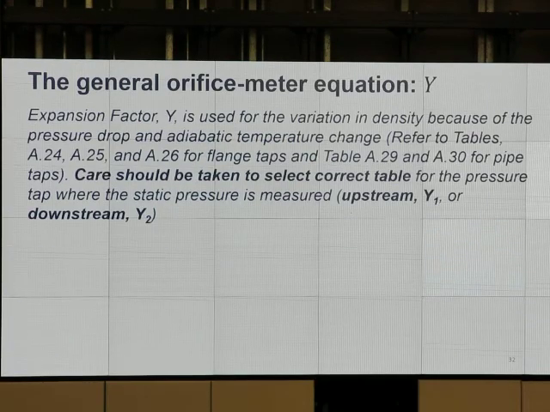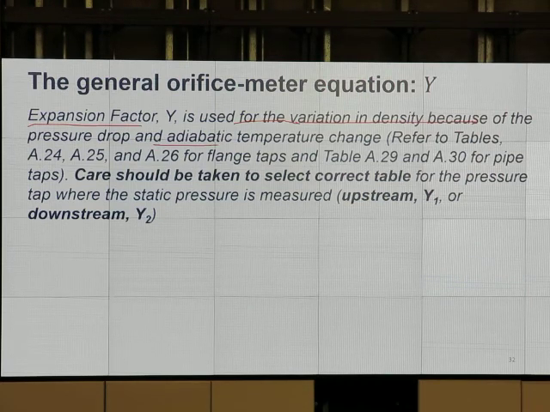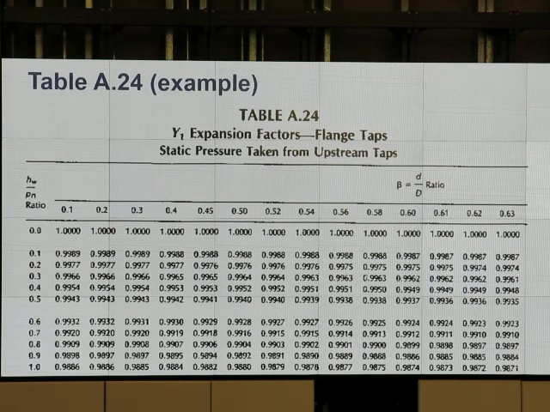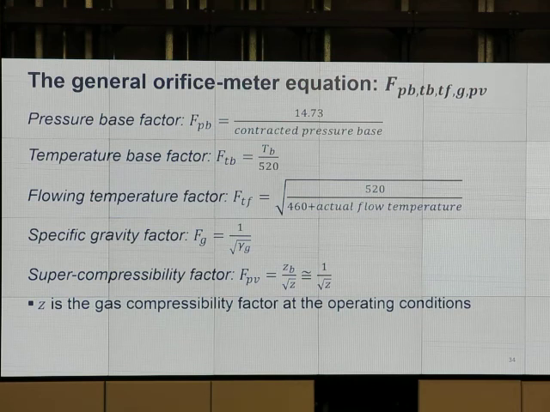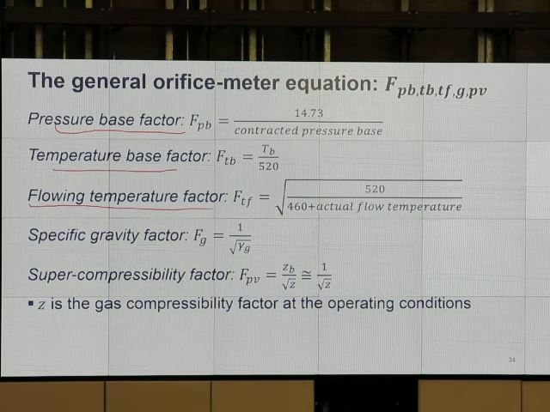Alright, Y factor is used to account for the expansion. It's an expansion factor, variation in density because of the pressure drop and adiabatic temperature change. There are some temperature change, okay? We have table for it, okay? And we have pressure-based factor, temperature-based factor. What is it? Temperature and pressure. Flowing temperature factor, okay? Specific gravity factor, 1 over square root gamma g. Oh, okay, next.